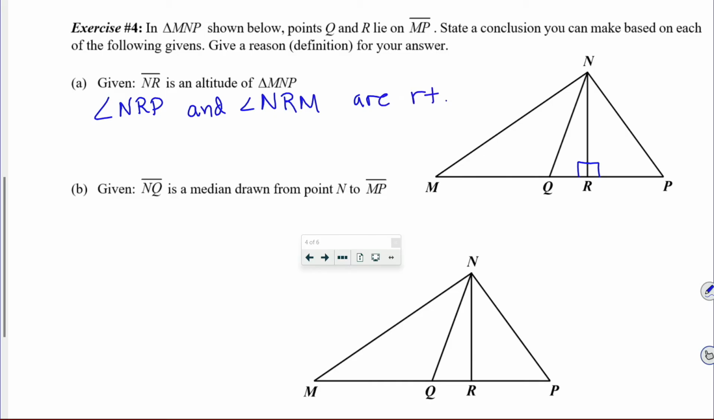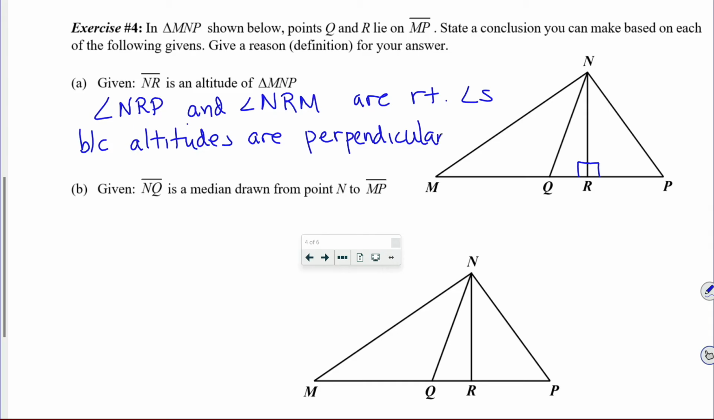are right angles because altitudes are perpendicular to the side they are drawn to.